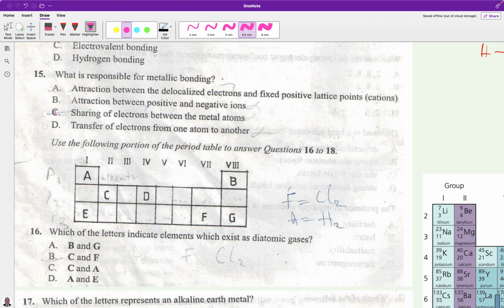The other options are attraction between positive and negative ions, which is not it, and sharing of electrons or transfer of electrons. So it is the attraction between delocalized electrons and fixed positive lattice points, that is the positively charged nucleus of the atom, in the sea of delocalized electrons. So our answer is A. 15 is A.